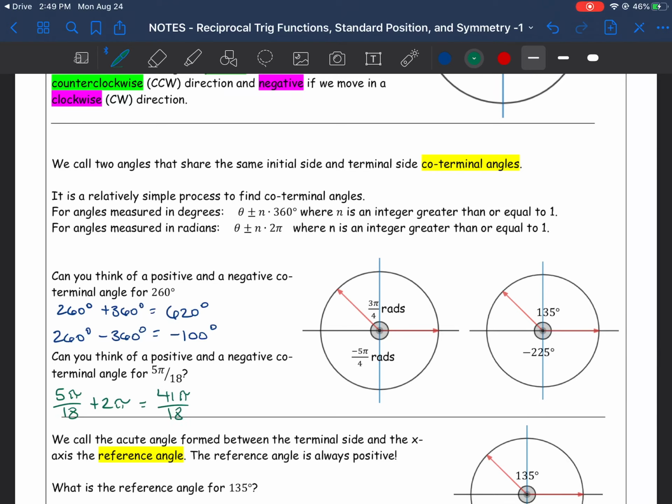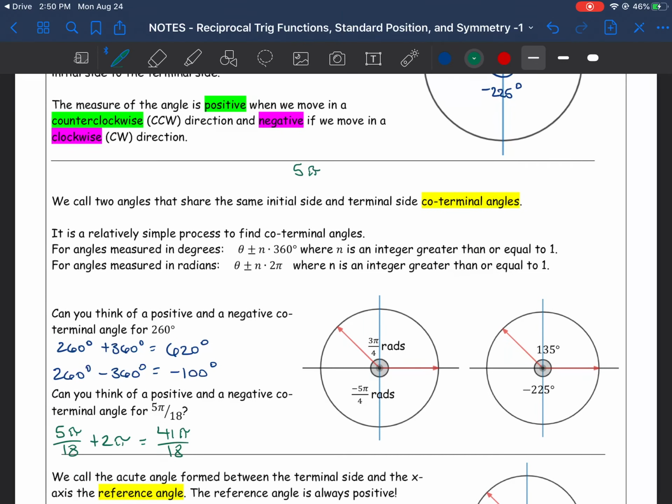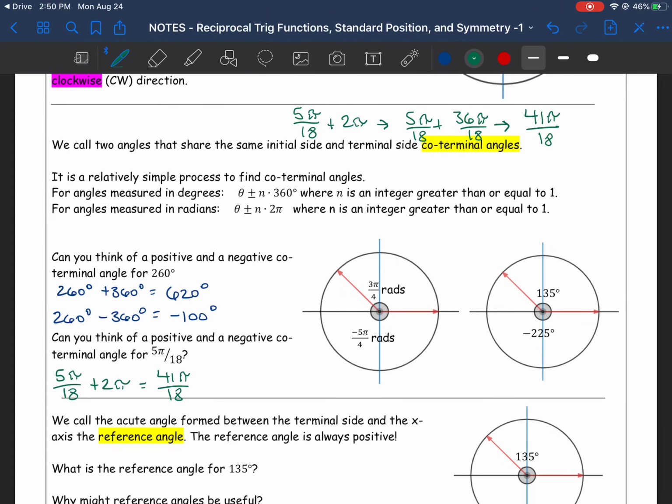Now some of y'all might be saying, wait, Mr. Houck, slow down. How does 5 pi over 18 plus 2 pi equal 41 pi over 18? Well, let's do a little bit of side math up here. 5 pi over 18 plus 2 pi. I would need to rewrite 2 pi so that it has the same denominator as 18. So 5 pi over 18 plus 36 pi over 18. Notice I'm rewriting the 2 pi as 36 pi over 18. And then when you add 5 pi plus 36 pi, this gives us 41 pi over 18. So I got common denominators, added the numerators together, kept the denominator the same, and got 41 pi over 18.